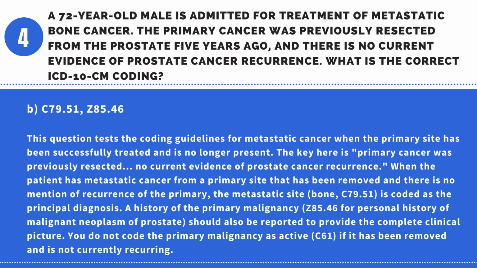Answer B. C79.51, Z85.46. This question tests the coding guidelines for metastatic cancer when the primary site has been successfully treated and is no longer present. The key here is primary cancer was previously resected, no current evidence of prostate cancer recurrence. When the patient has metastatic cancer from a primary site that has been removed, and there is no mention of recurrence of the primary, the metastatic site, bone, C79.51, is coded as the principal diagnosis.